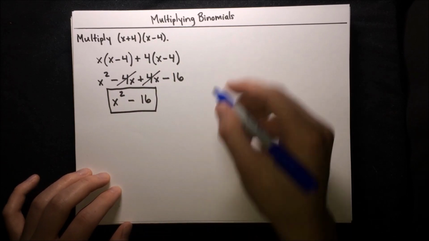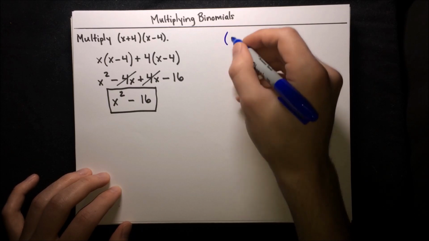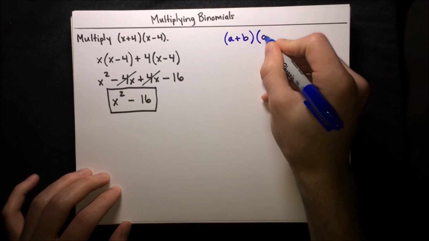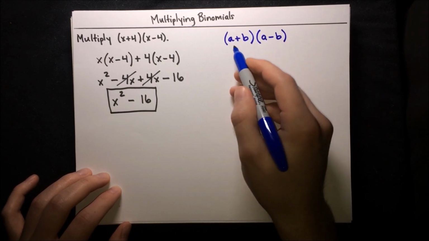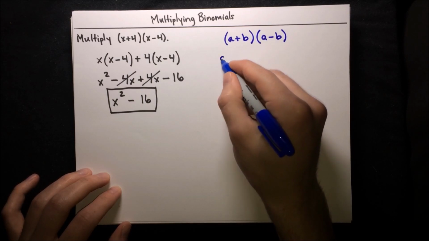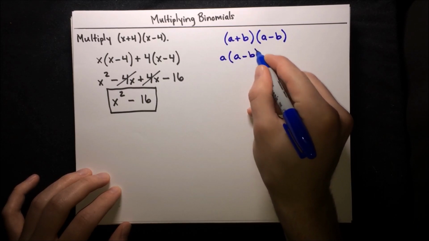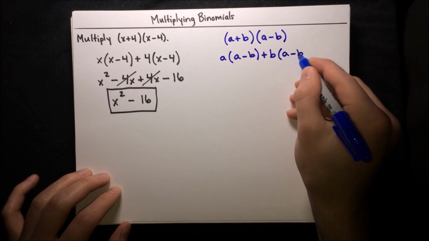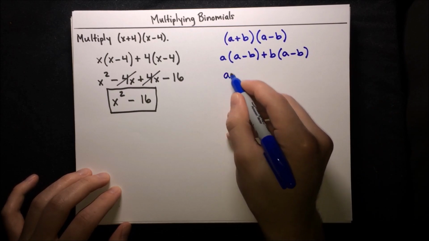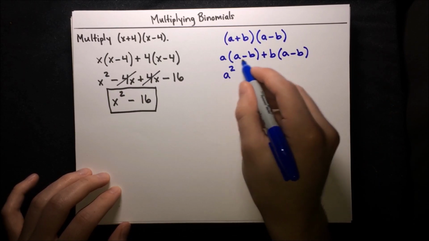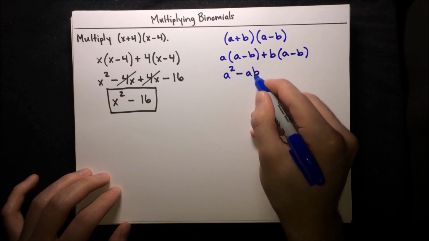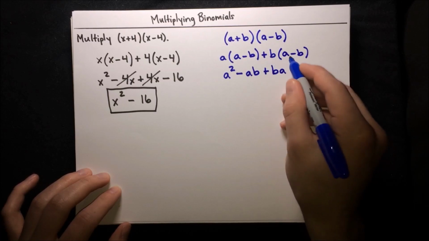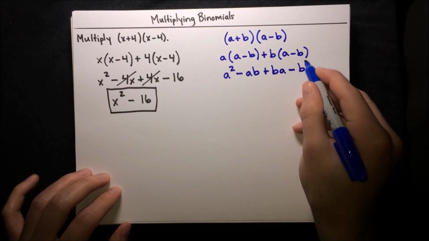Let's investigate that a little bit more. Suppose we have a binomial a plus b, and we multiply that by another binomial, a minus b. Let's go ahead and do the distribution here. So a times a minus b, and then plus b times a minus b. So that makes a times a is a squared, and then a times negative b makes negative ab, and then plus b times a makes ba, and then b times negative b makes minus b squared.